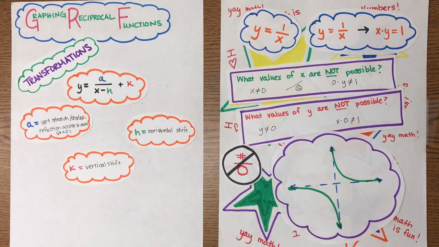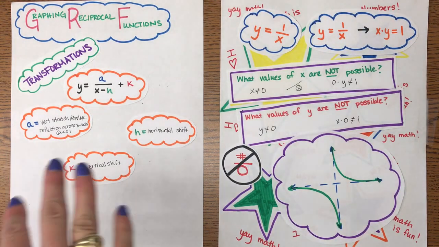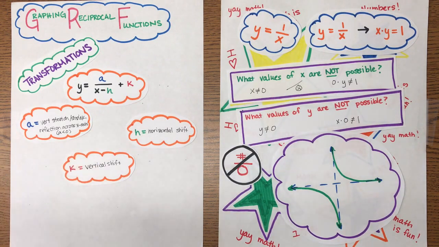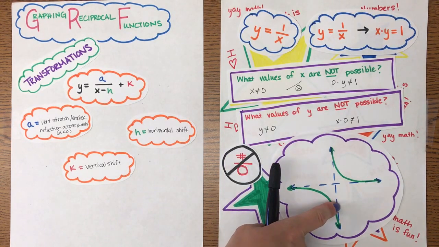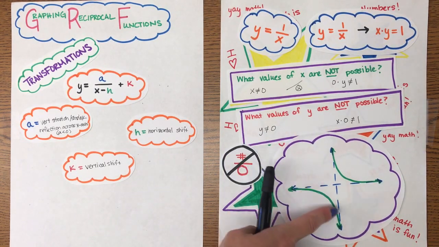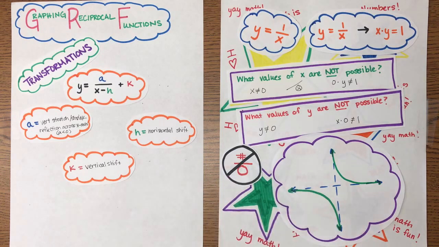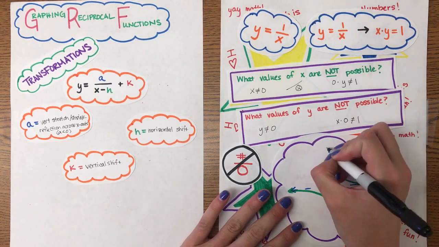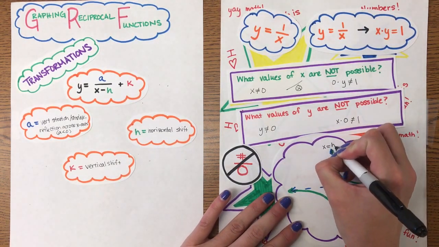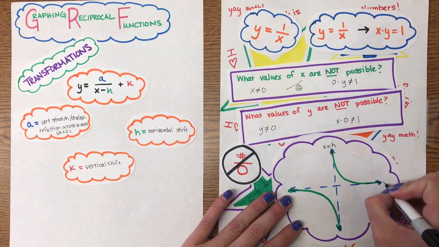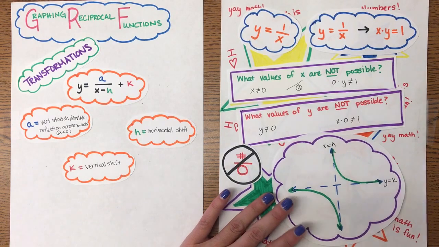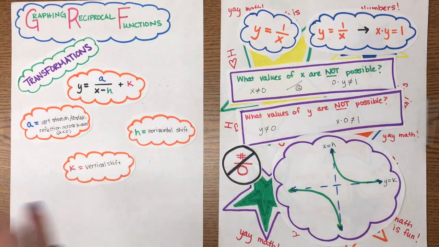What ends up becoming kind of neat about h and k is because our graph starts with vertical and horizontal asymptotes at x equals 0 and y equals 0, when I shift my graph h units to the right, my vertical asymptote becomes x is equal to h, and my horizontal asymptote becomes y is equal to k. So h and k become really, really important factors.